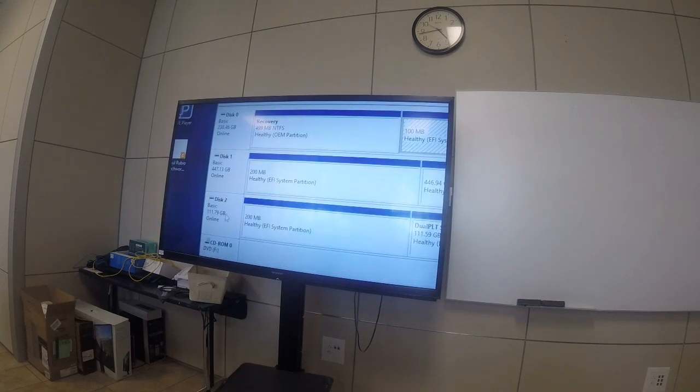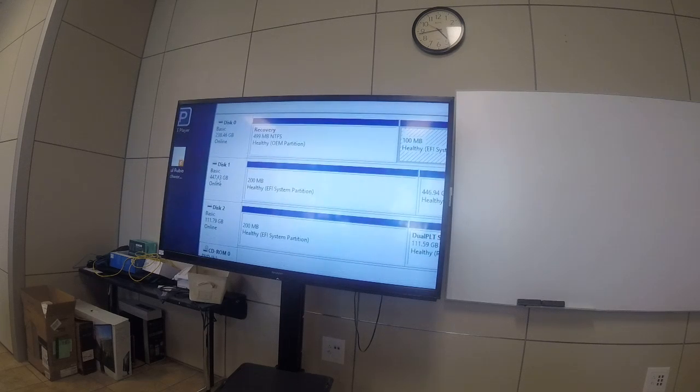So I've got three SSDs in this little machine over here. This one here is a 256 gig SSD. It's got Windows 10 on it. This is a 500 gig SSD with Mac OS on it. Likewise, this one has an EFI partition that's 200 megabytes, which is the size that Mac OS makes their EFI partitions. And this one also has an EFI partition, but this has no operating system installed on it.